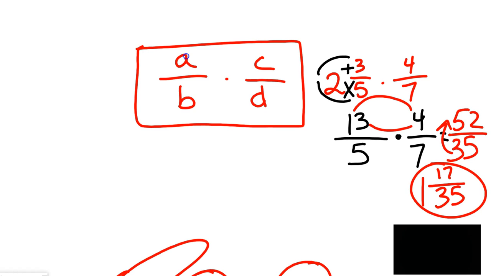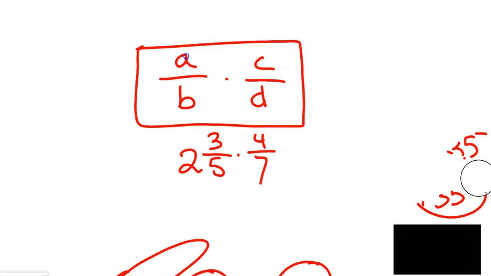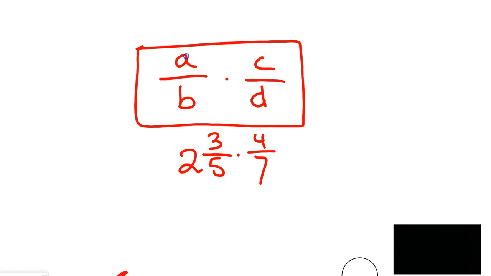Once again, let's just recap. The original problem was 2 3/5 times 4/7. I cannot multiply that right now. It's not in the right format. It is not in a over b times c over d. And we had some students, I hear common denominator getting thrown around. There is no common denominator when you multiply fractions. You multiply across. You only have common denominators when you add or subtract.